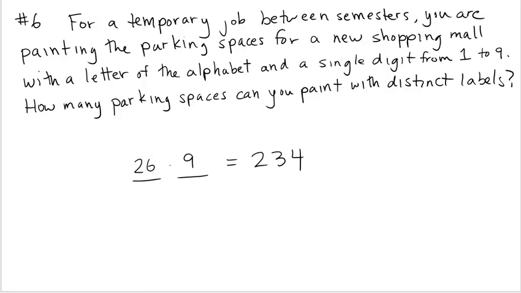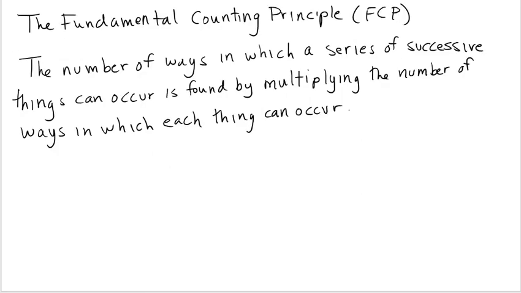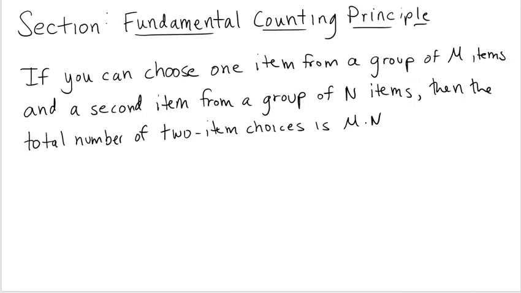All right, let's generalize here. Rather than just looking at 2 options, we can extend this to any number of options. This is what we call the fundamental counting principle. We sometimes abbreviate it FCP for short. The fundamental counting principle says the number of ways in which a series of successive things can occur is found by multiplying the number of ways in which each thing can occur. So that's what the first rule basically said for 2 items. If you have m ways that the first thing can occur and n ways that the second thing can occur, then the total number of 2 item choices is m times n.